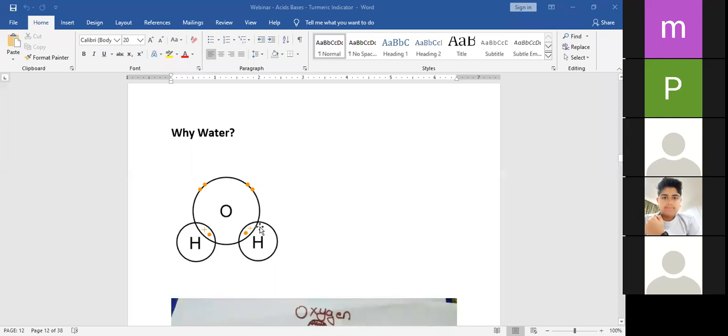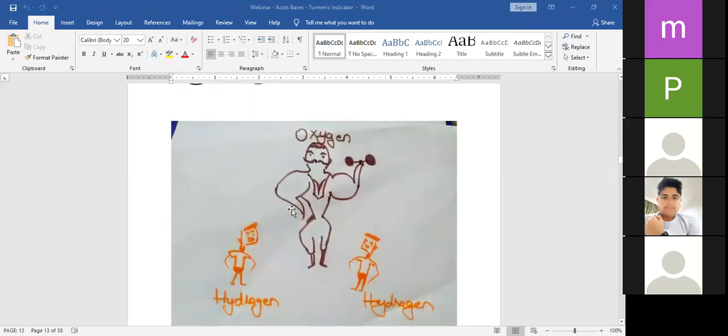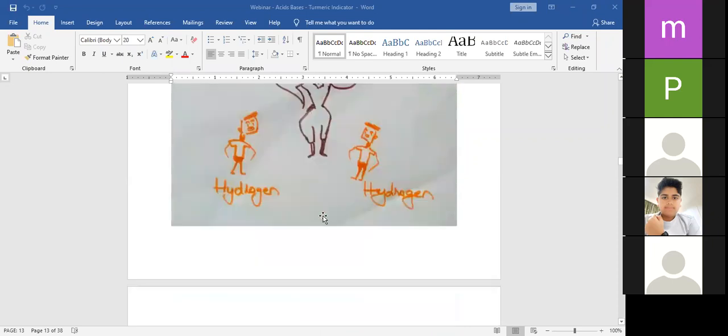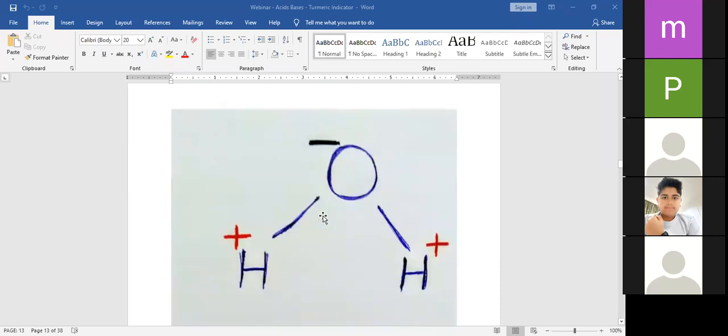Now, to remember that, you can remember this picture. Oxygen is strong and hydrogen is weak. And that's why oxygen is negative and hydrogen is positive. So it looks like this. So now what do you think? It has plus and minus. So when it has two different kinds of charges, it is called polar in nature. That's why water is polar in nature. So now what about the nature of the acids and bases? What about them?